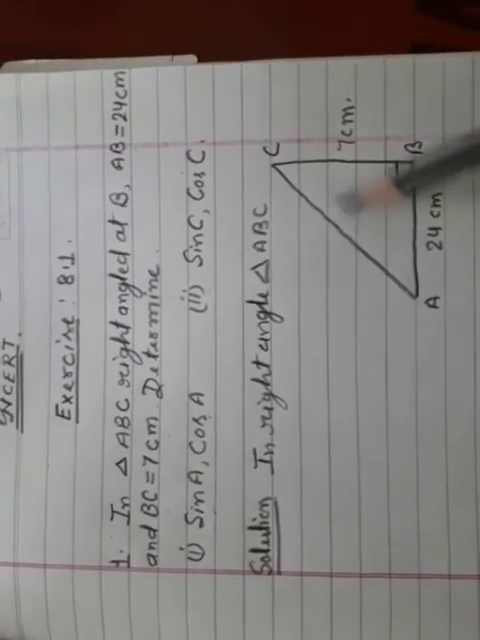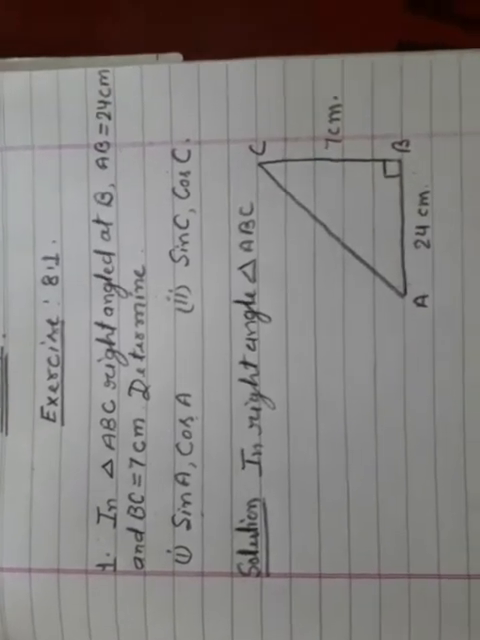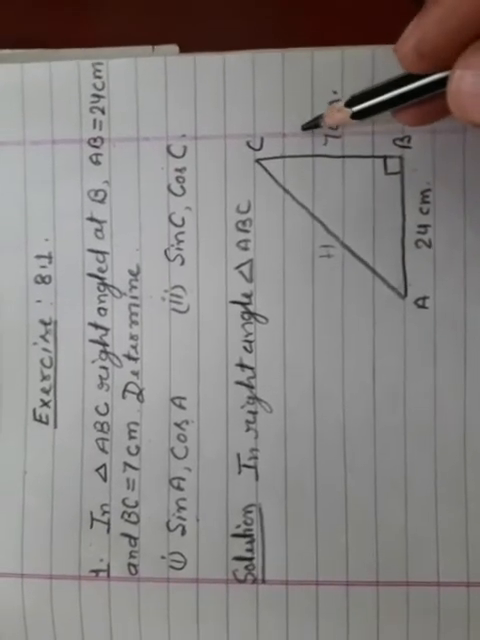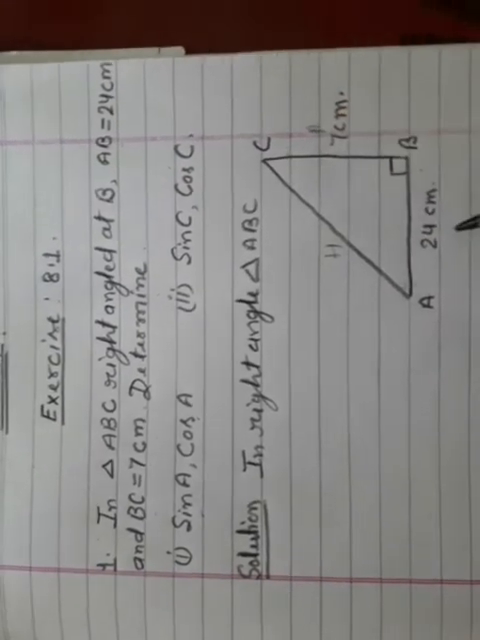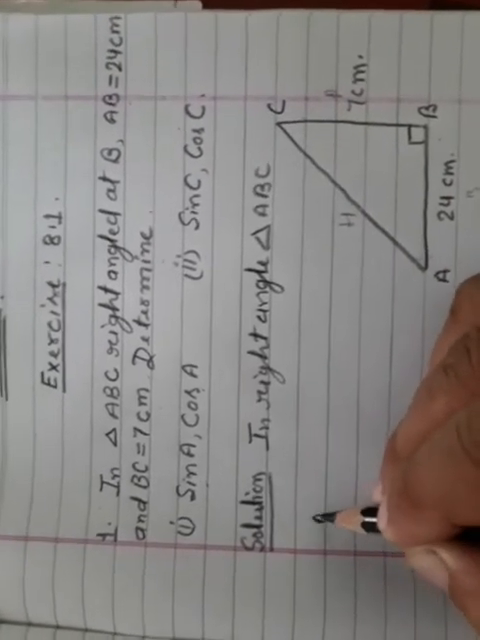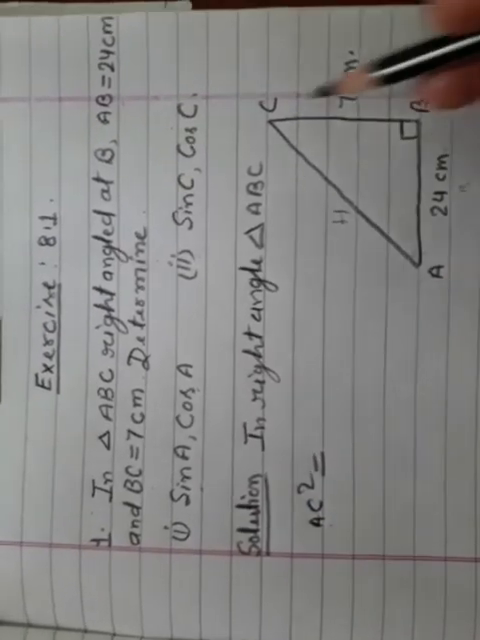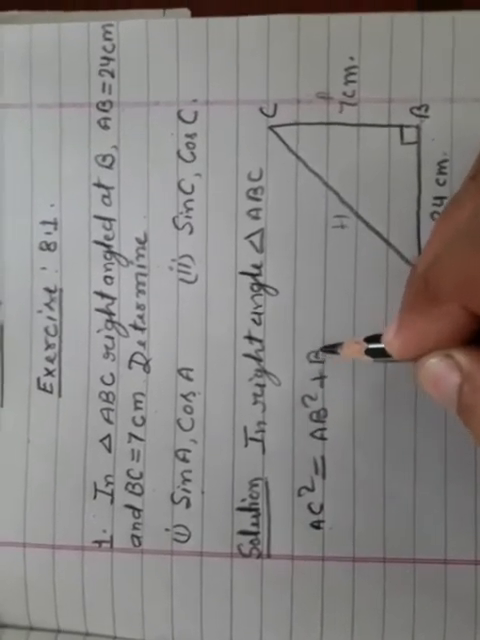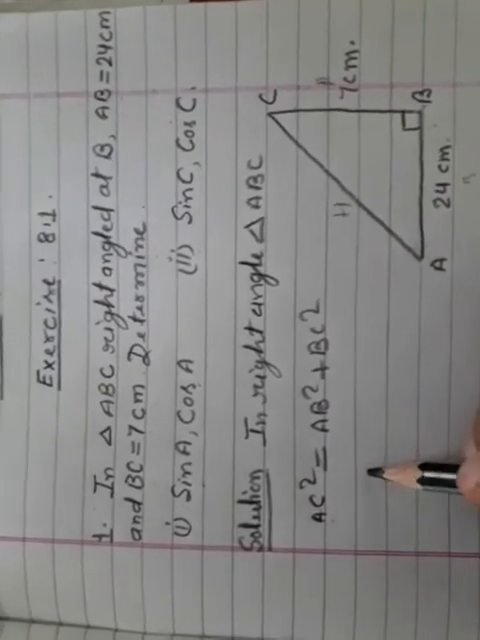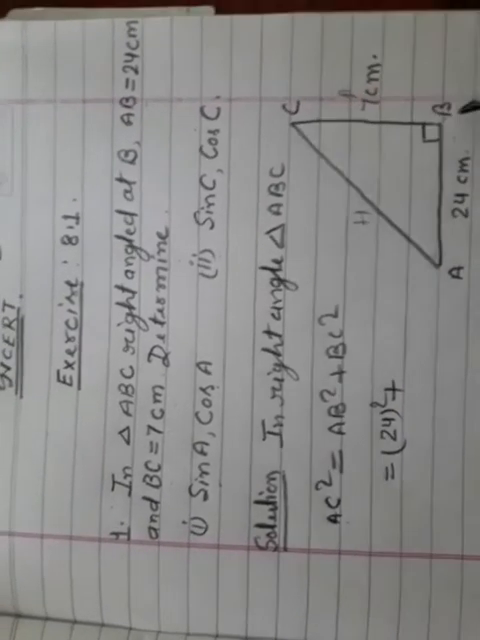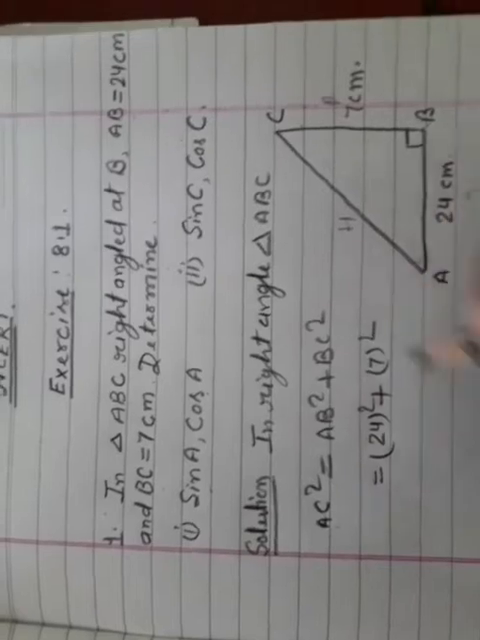Find AC. So use here the Pythagoras theorem. This one is the hypotenuse, this one is the perpendicular and this one is the base. So AC square is equal to AB square plus BC square. Now AB square is given that 24 whole square and BC is the 7 whole square.